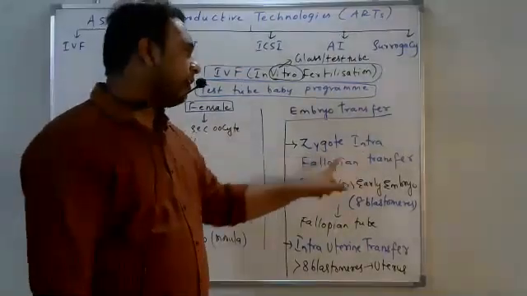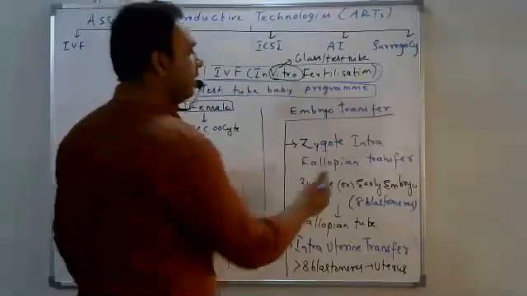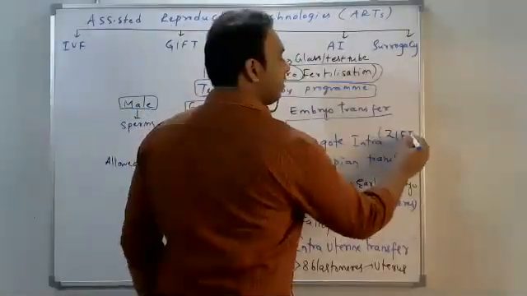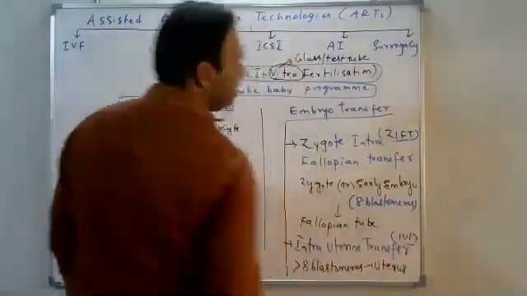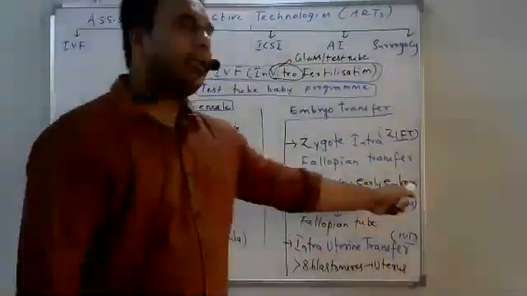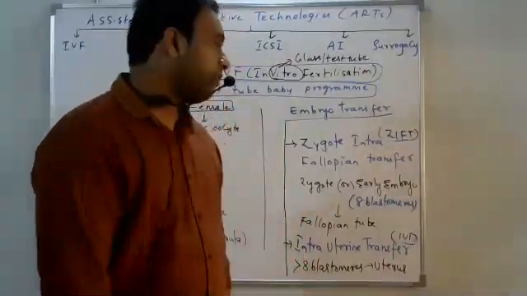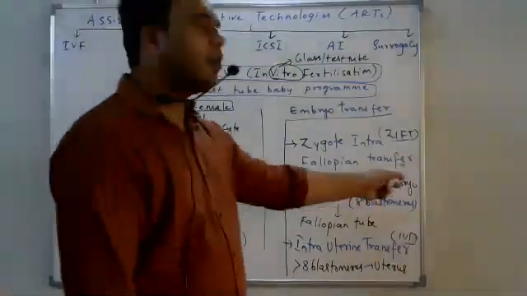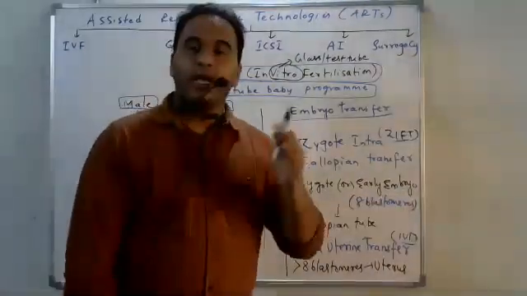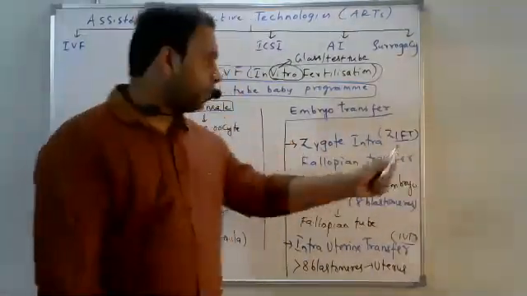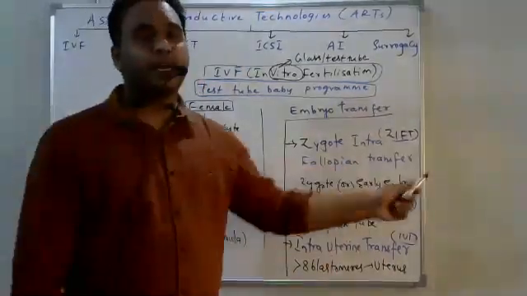First method is zygote intrafallopian transfer. Commonly we call it ZIFT, and the other is IUT, intrauterine transfer. In zygote intrafallopian transfer, an early embryo with up to 8 blastomeres is transferred into the fallopian tube of the female individual. Because we are transferring into the fallopian tube, we call it intrafallopian transfer.